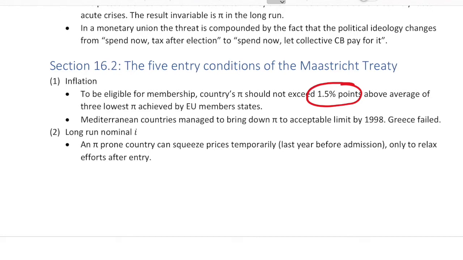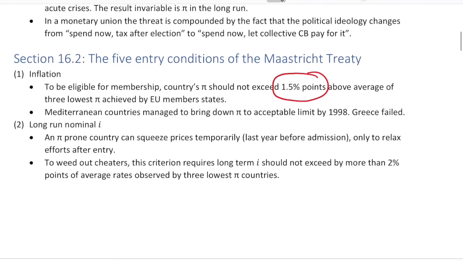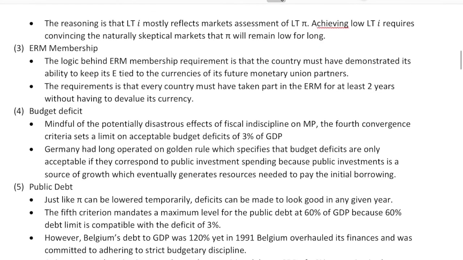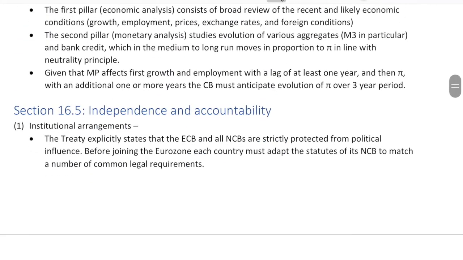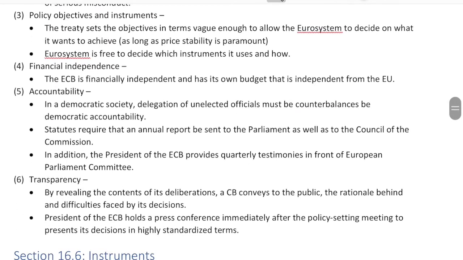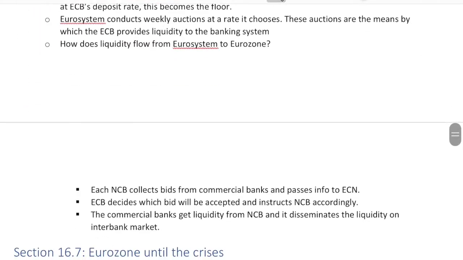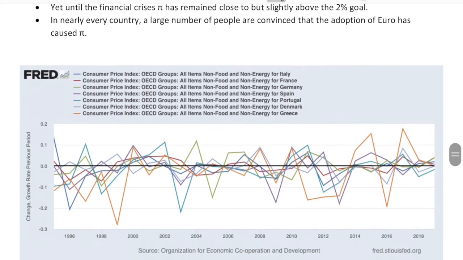So what happened, right? The Mediterranean countries, which would be Spain, Ireland, Portugal, were able to bring down inflation to the acceptable limit by 1998, but Greece failed. Greece was not able to bring down inflation to the level prescribed. Okay. So I have a chart for inflation, to see how various countries did right before adopting the euro.